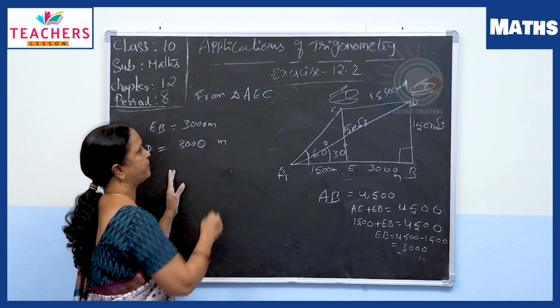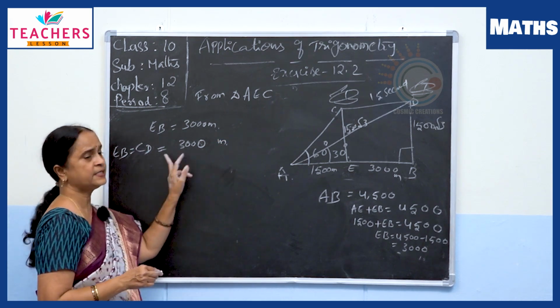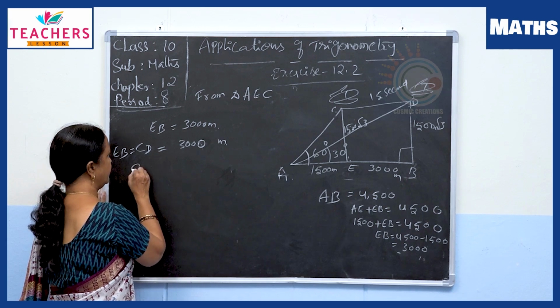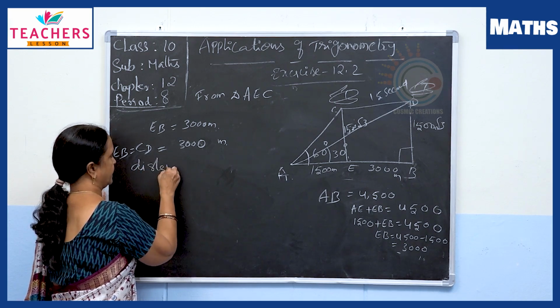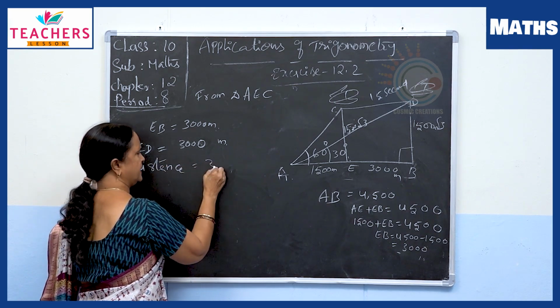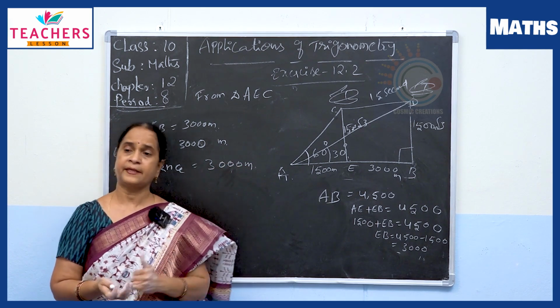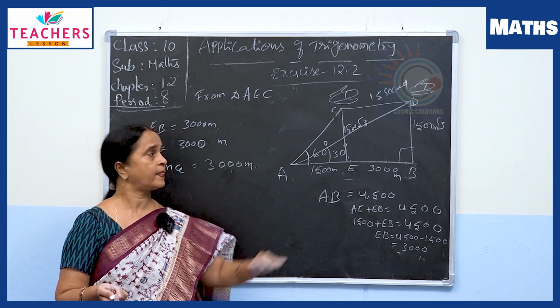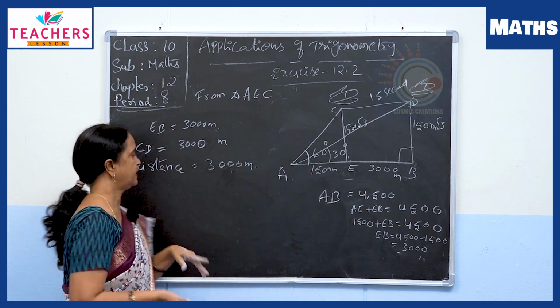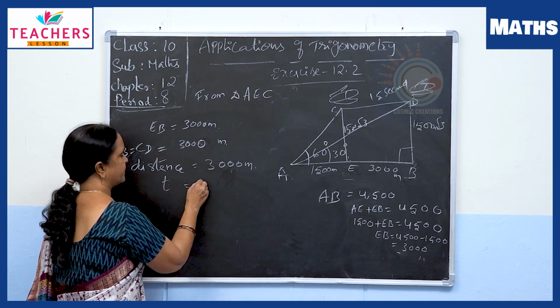Meters. We know the distance. What is this? This is nothing but distance. Distance given, that is 3000 meters. And time taken also given, 15 seconds. Time taken, T, is equal to 15 seconds.